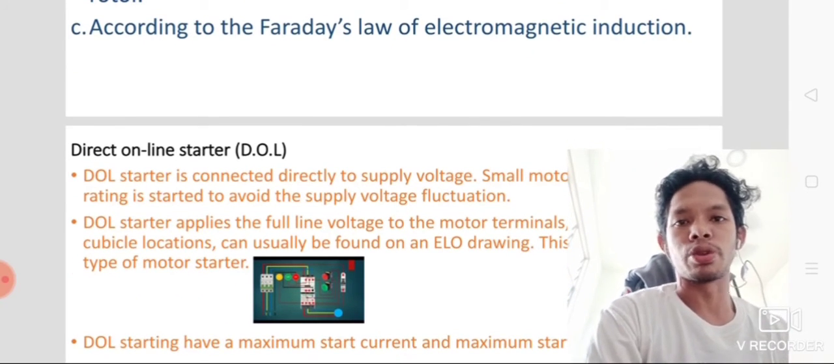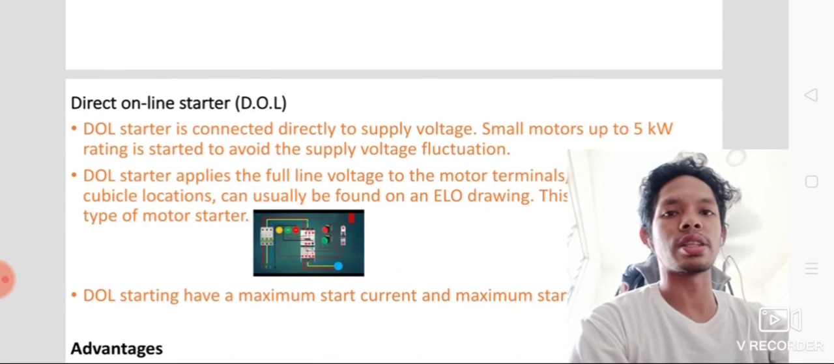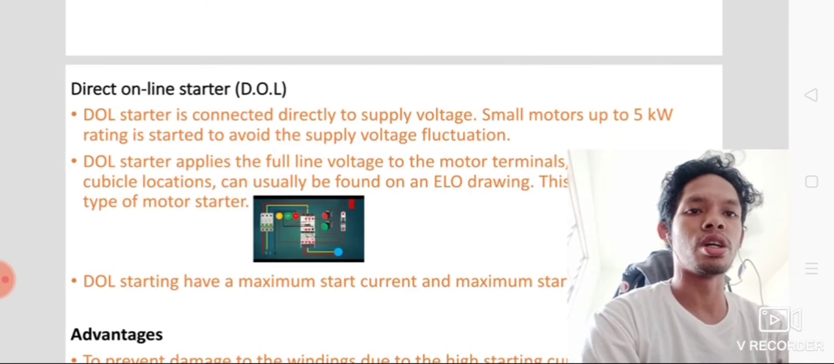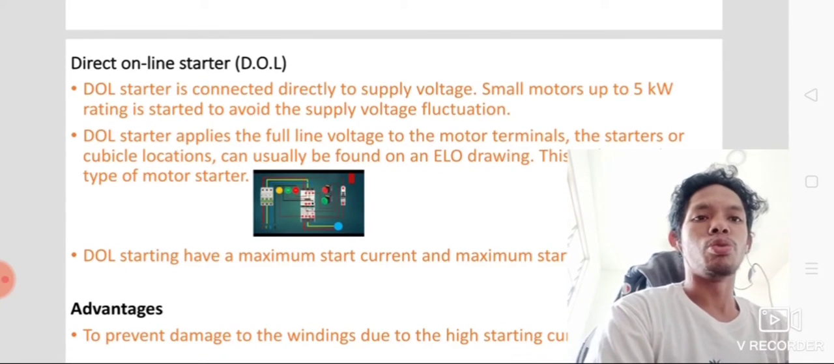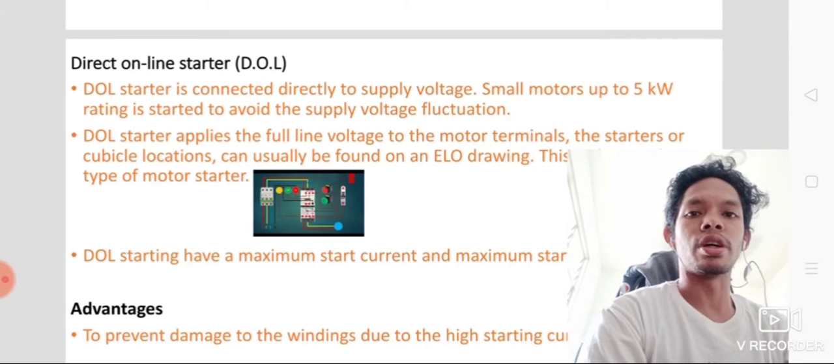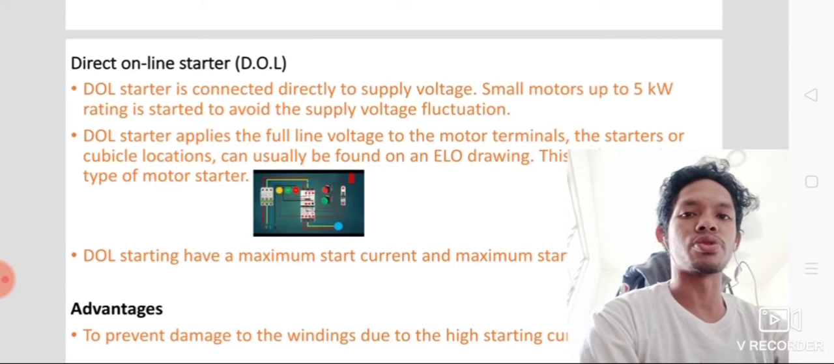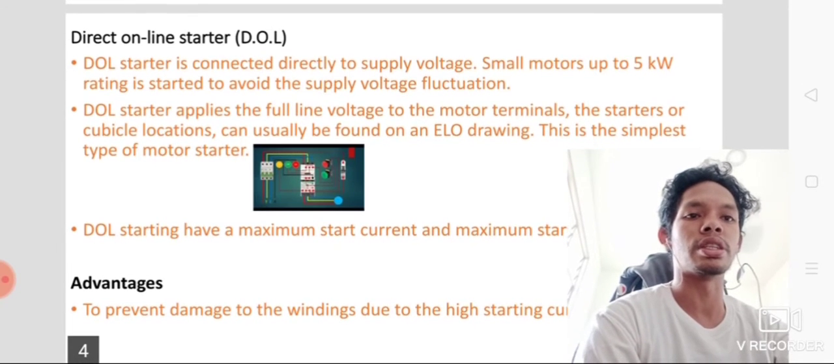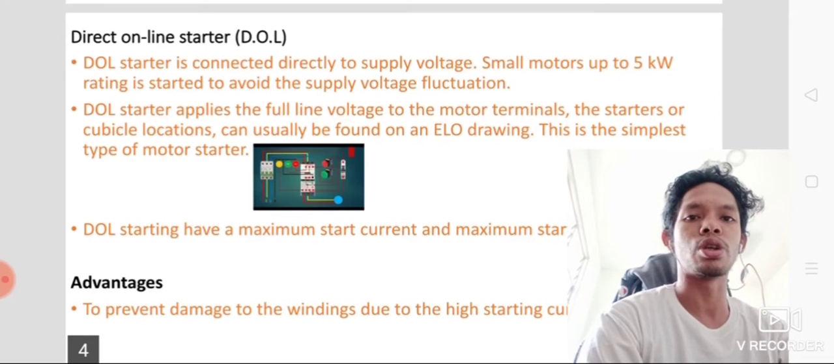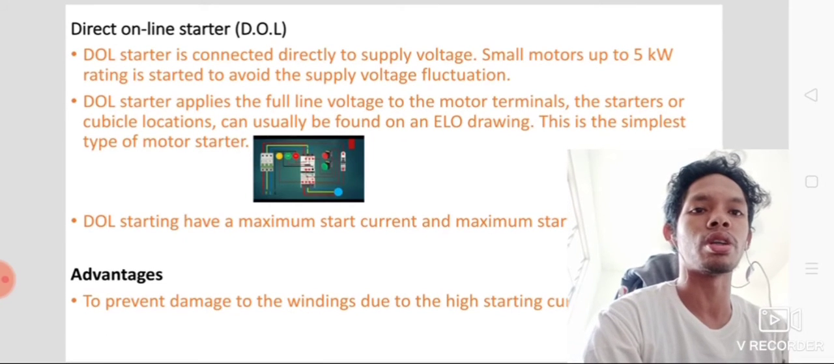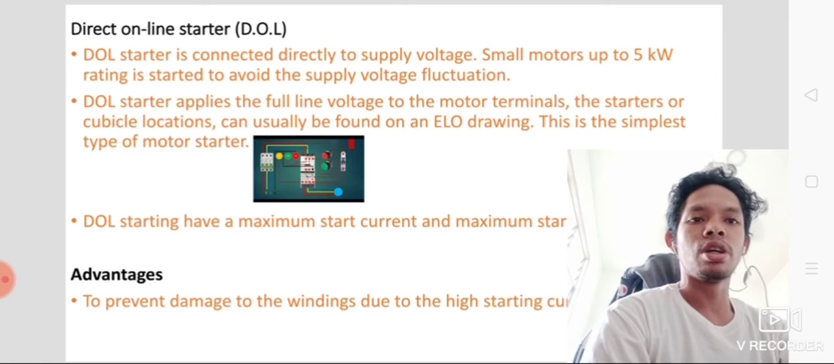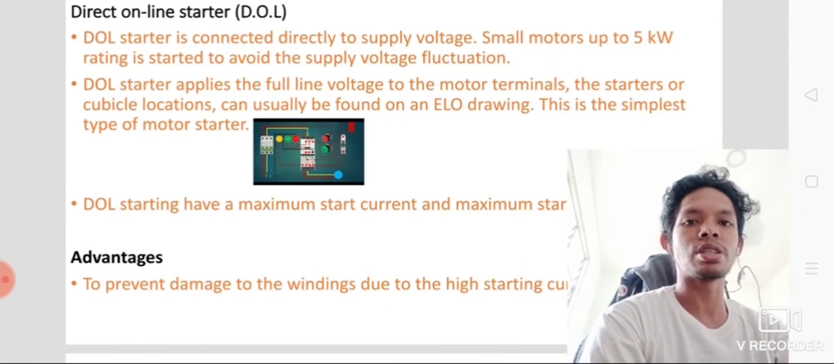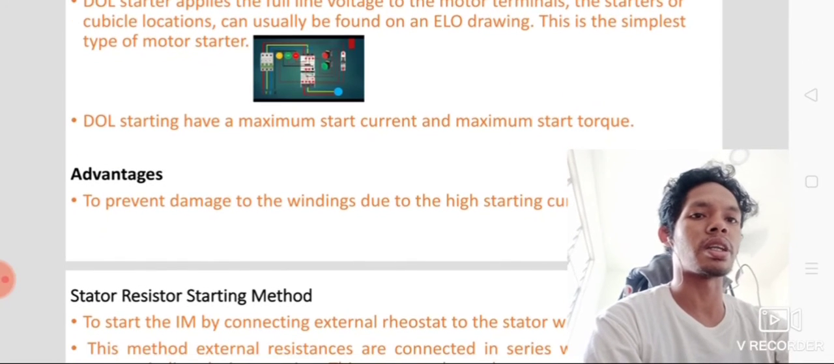Starting methods for induction motor. Firstly, DOL, direct online starter. The DOL starter is connected directly to the supply voltage. For example, a small motor up to 5 kW rating is started this way to avoid supply voltage fluctuation. DOL also applies the full line voltage to the motor terminals. The starter or cubicle location can usually be found on an EOL drawing. This is the simplest type of motor starter. DOL starter has a maximum start current and maximum start torque.